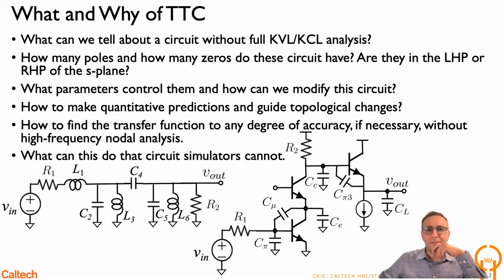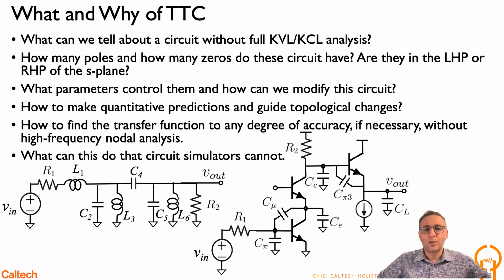So why are we talking about the method of time and transfer constants? The question really boils down to what can you tell about a circuit without writing the full high-frequency KVL and KCL and doing the analysis. For example, if I show you the two circuits below, and I ask how many poles they have in the transfer function from V in to V out, and how many zeros they have, can you tell by looking at them? Can you tell if the zeros are left half plane or right half plane, for example?